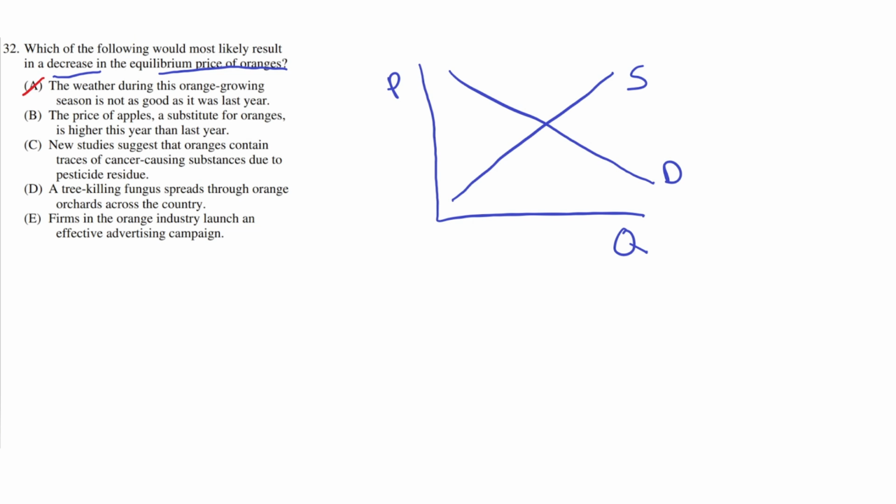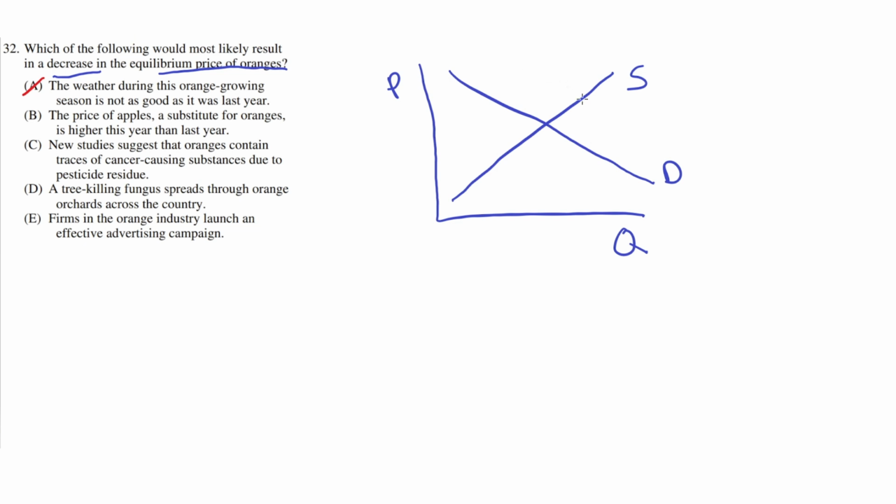B. Price of apples, a substitute for oranges, is higher this year than last year. So we're told that there's a substitute good for oranges, apples, and the price of that good is higher this year than last year, meaning that because the price of apples increases, demand for apples will decrease, and because of that, the demand for oranges will increase. So demand will shift to the right.